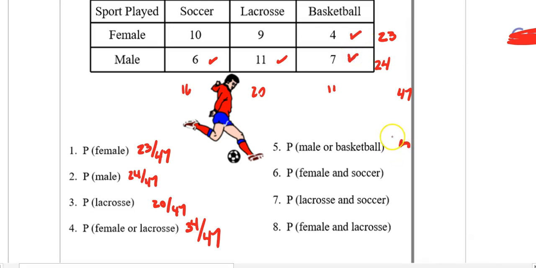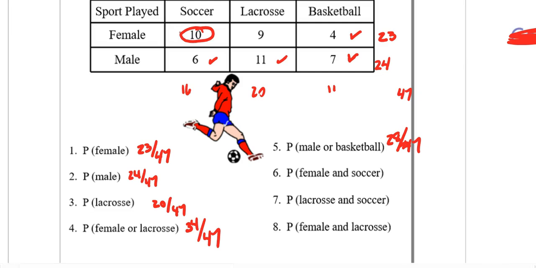So for female and soccer, now there's a difference between an or problem and an and problem. An or problem means there's more than one category. As you can see, there's more than one category that we have to add together. An and means we're trying to select the people who are both female and play soccer. Well, this group right here, they're the only ones that are both female players and soccer players. So then this one would simply be 10.